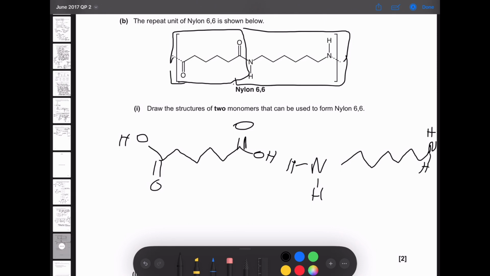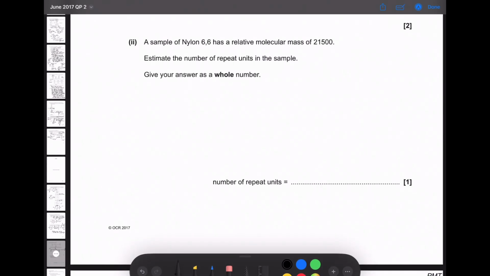And also, just a quick checking method. We take the group we've added, we take the other group we've added, and it's water. So it's a condensation polymerization, so that we know we are on the right lines. A sample of nylon 6,6 has a relative molecular mass of 21,500. Estimate the number of repeat units in this sample, give your answer as a whole number.